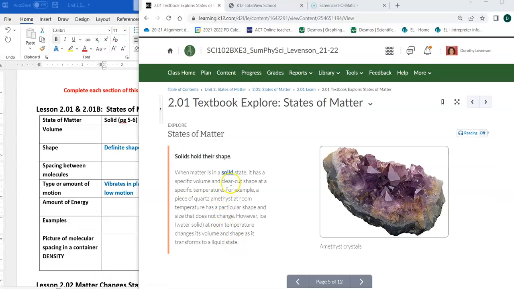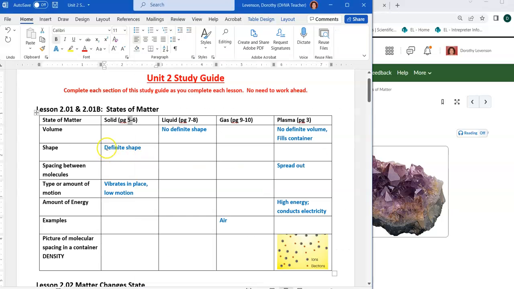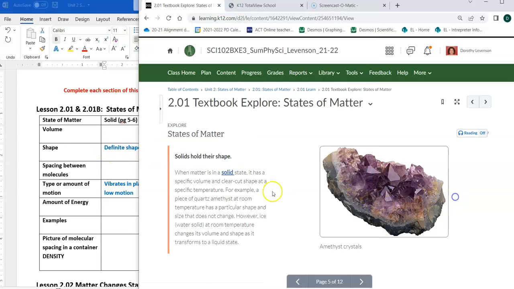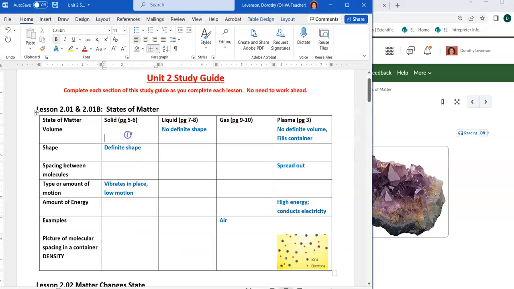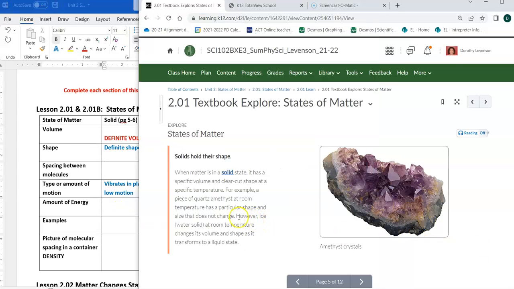page 5, and we see solids. They hold their shape, so they have a definite shape. And we can see that the definition of solids is a definite volume and a definite shape. And so we can put that on here, definite volume. And we're looking for spacing, energy, examples, and so on.